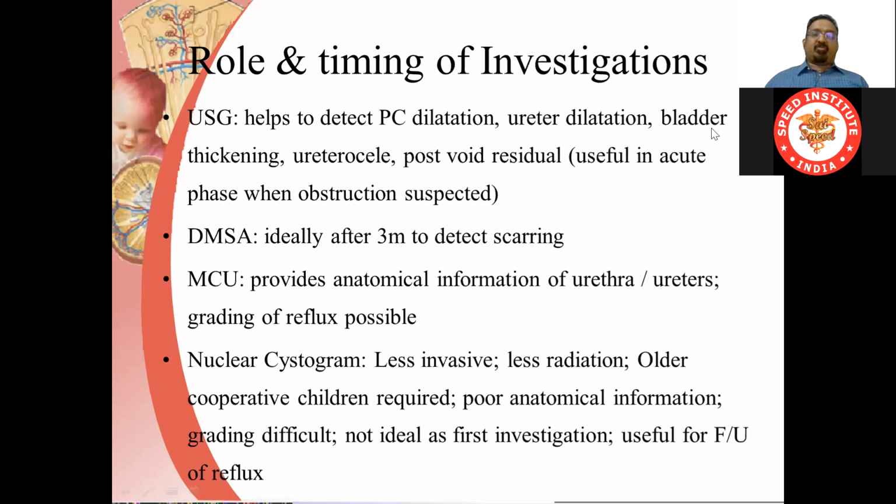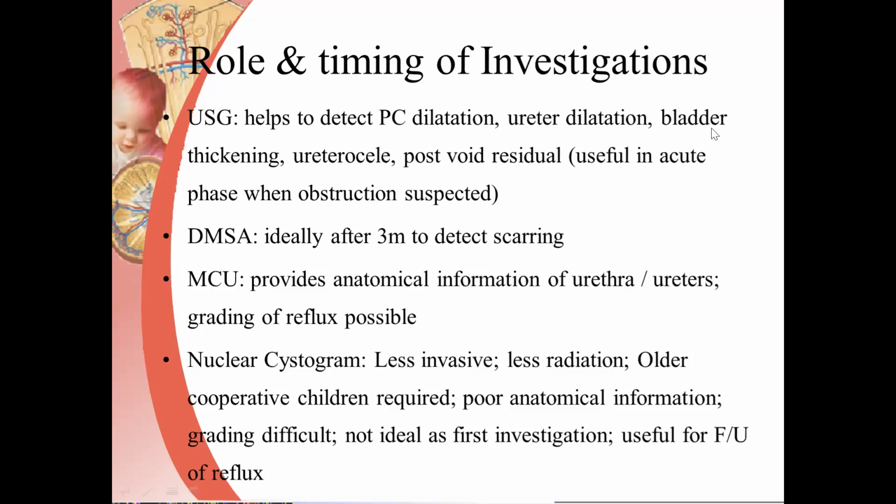DMSA can be done after 3 months to detect scarring, whereas if it is an early DMSA, it is to look for pyelonephritis. So we prefer to do the DMSA scan a little later, not immediately in 1 month's time. We'll do it around 3 months to detect scar, and if that shows scarring, then we'll go for MCU or VCUG. That provides anatomical information about the urethra, the ureters, and the outline of the bladder itself. It also gives an idea about the grading of the reflux.